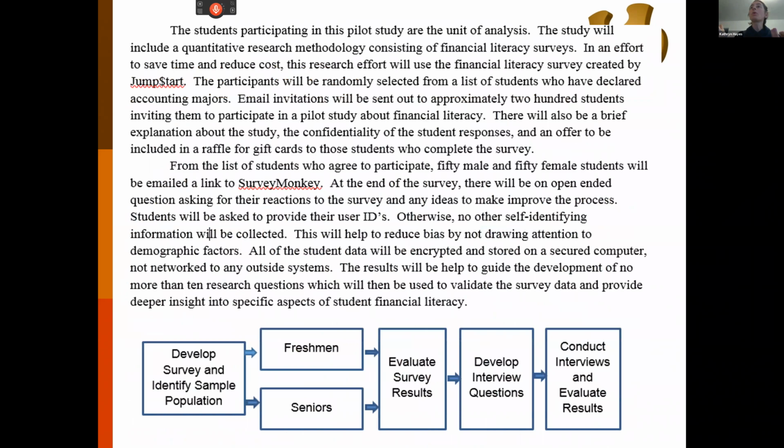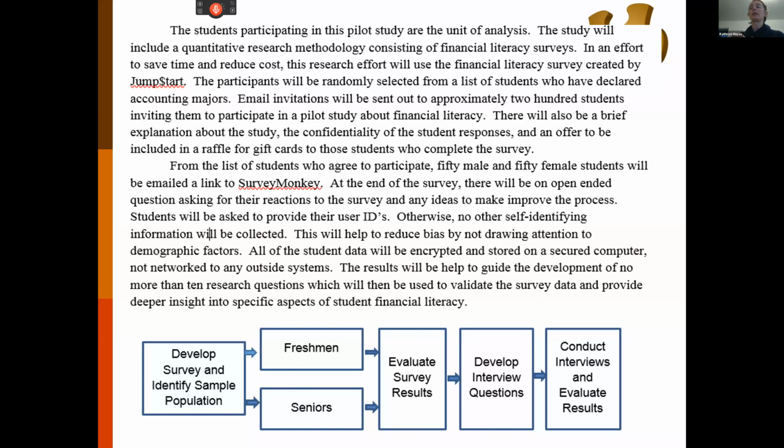He even gets more into detail about exactly how he's going to collect the data. In an effort to save time and reduce costs, this research effort will use the financial literacy survey created by Jumpstart. The participants will be randomly selected from a list of students who have declared accounting majors. So now this is an exact detailed list of how he's going to select those participants.